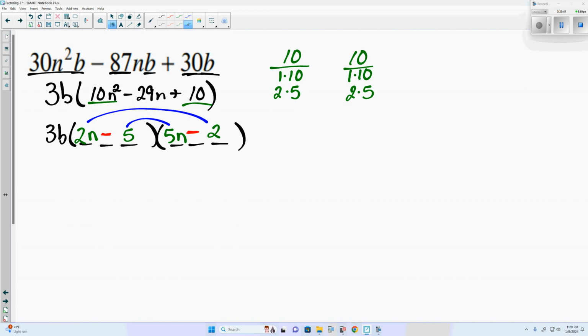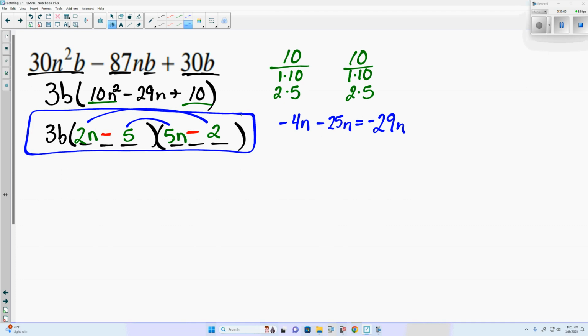Now if we check this here, 2n times negative 2 is negative 4n. Negative 5 times 5n is negative 25n. And negative 4n minus 25n is negative 29n. And that is the middle term we wanted. So that's it with that there.